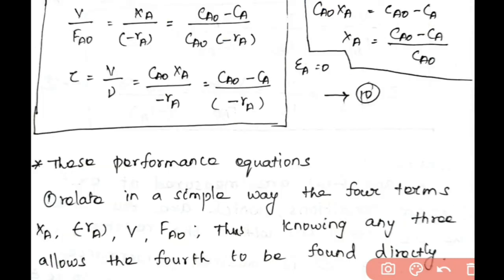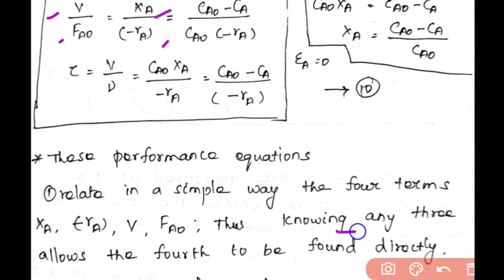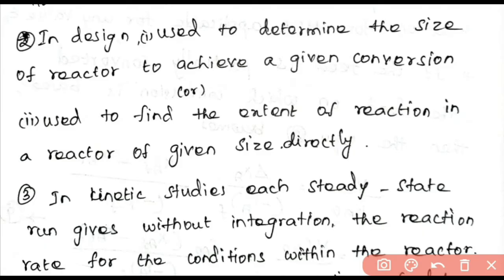This performance equation simply relates the 4 terms Xa, minus Ra, V, Fa naught. Knowing any 3 allows the fourth to be found directly, because there is no integral sign in the equation, so it is very easy to find any one value if you know the remaining 3 values. The performance equation is used to determine the size of the reactor to achieve a given conversion. So if your desired conversion is 70%, then you can calculate the volume of the reactor by using the performance equation of the mixed flow reactor.